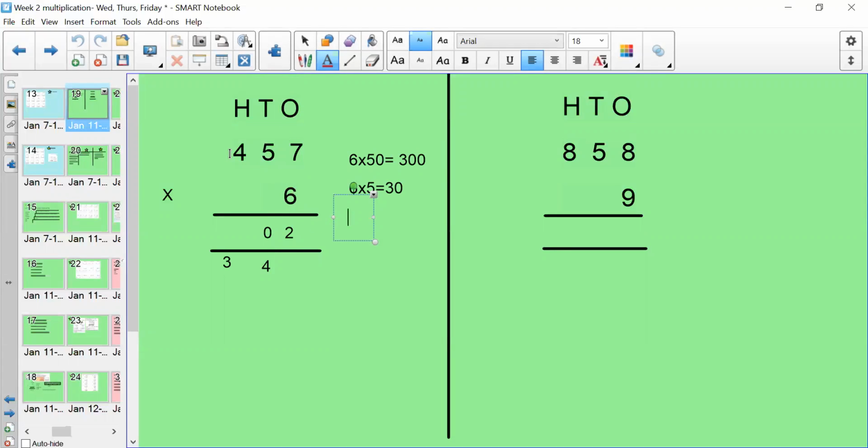Okay, then we've got 6 times 400. And we can use 6 times 4 to help us. Okay, so 6 times 4 is 24. Therefore, 6 times 400 will be 2,400. So this is where we'll need our thousands column. So 2,000.